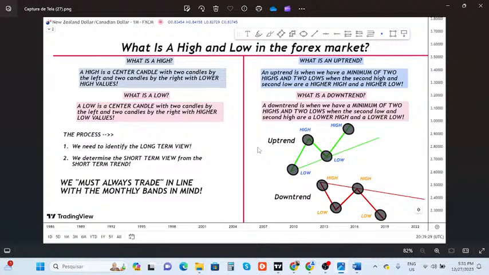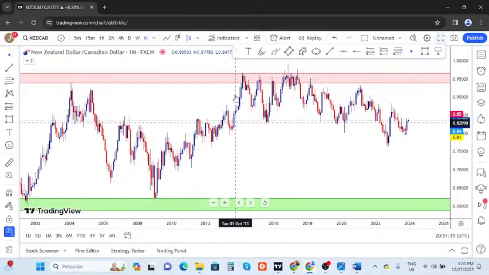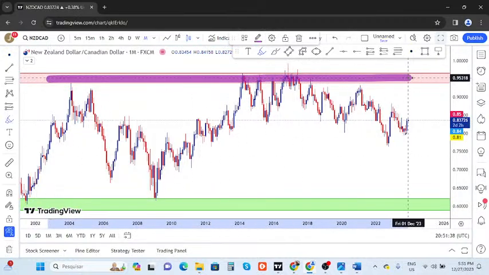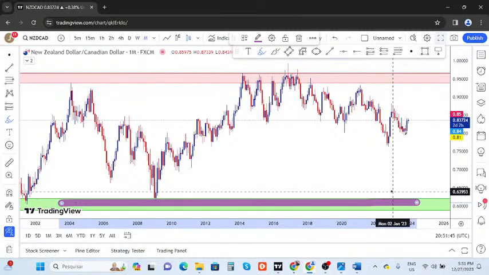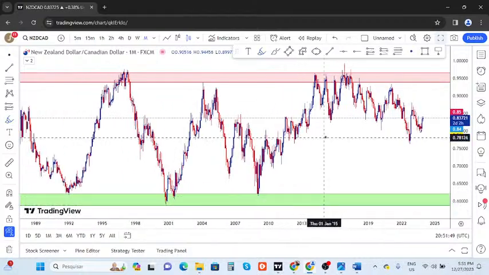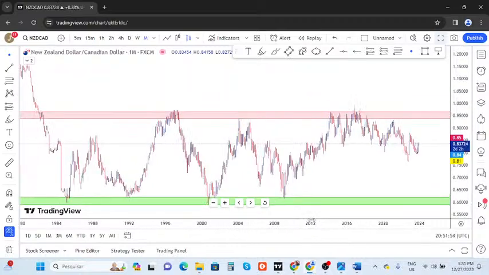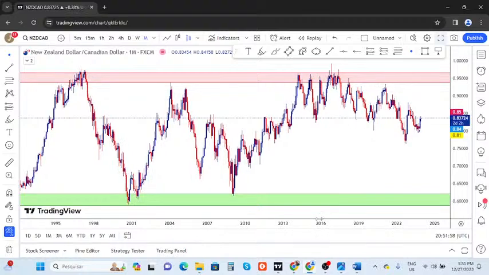For example, we are going to go right here. This is an NZD card chart we've already built. My first video was about building the monthly band. So this is the monthly band resistance area, and this is the monthly band support area. It is not a line, it is a pip area. So if you are new to my channel, please watch my first lesson to learn how to draw the monthly support and resistance band.